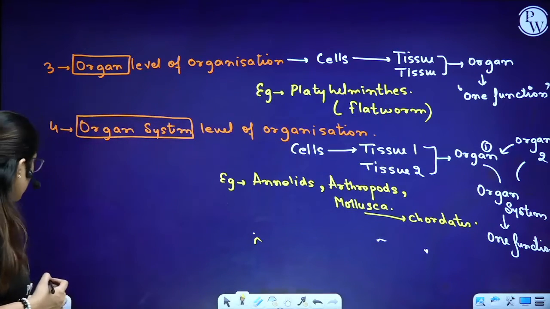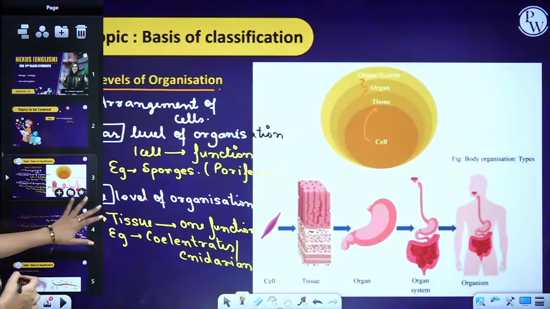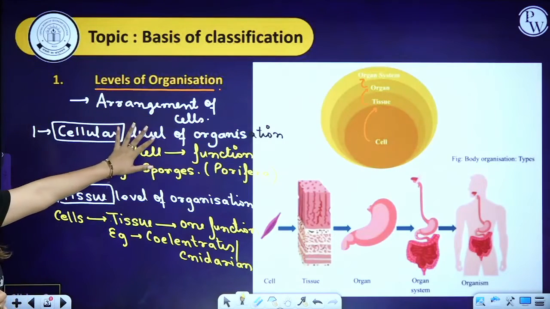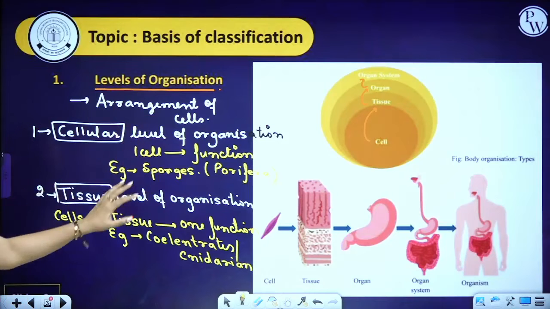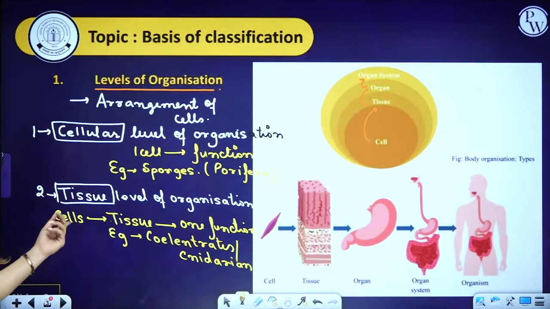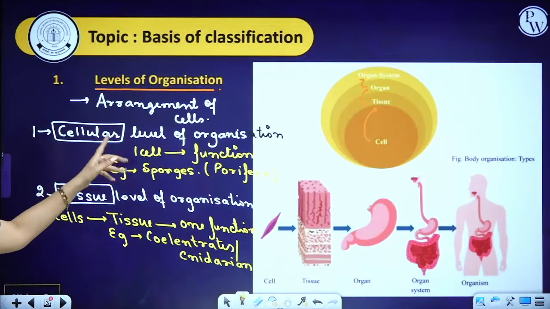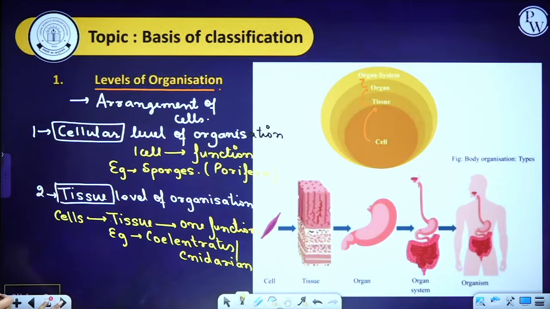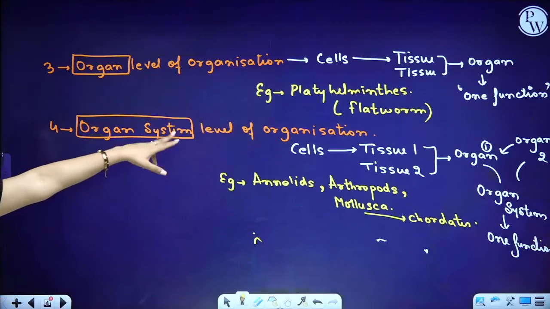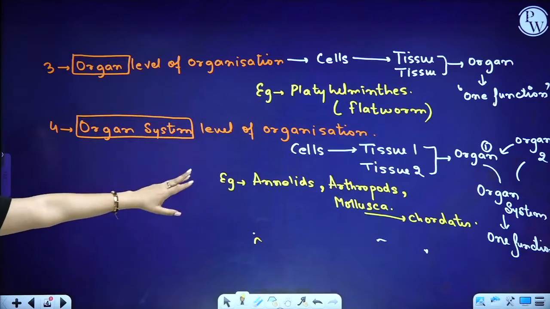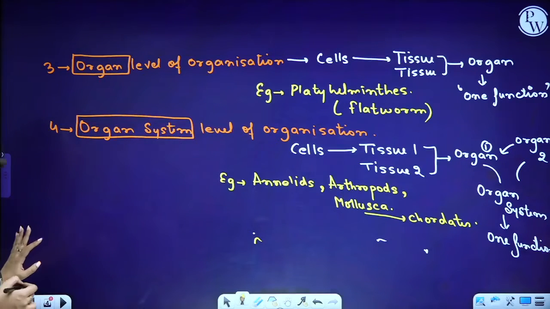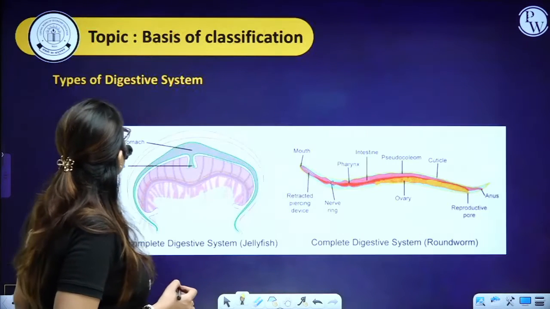So let's revise whatever we have done so far. We were talking about the levels of organization: cellular level, tissue level, organ level and the organ system. Sponges, then we have coelenterates, platyhelminthes, then annelids, arthropods, mollusks, etc. Clear? Now let's move on to the next.